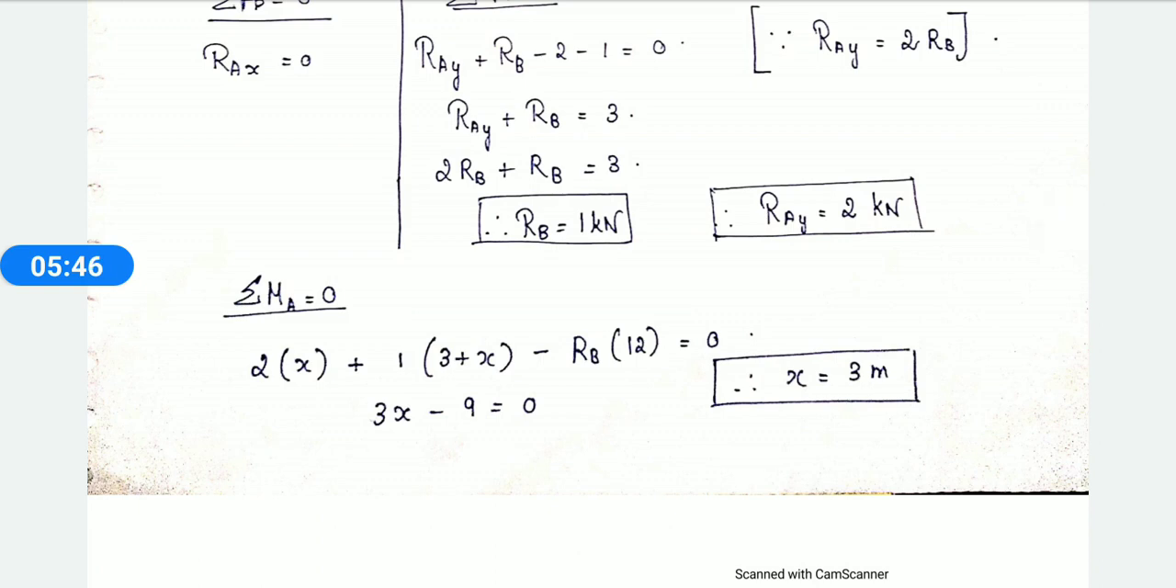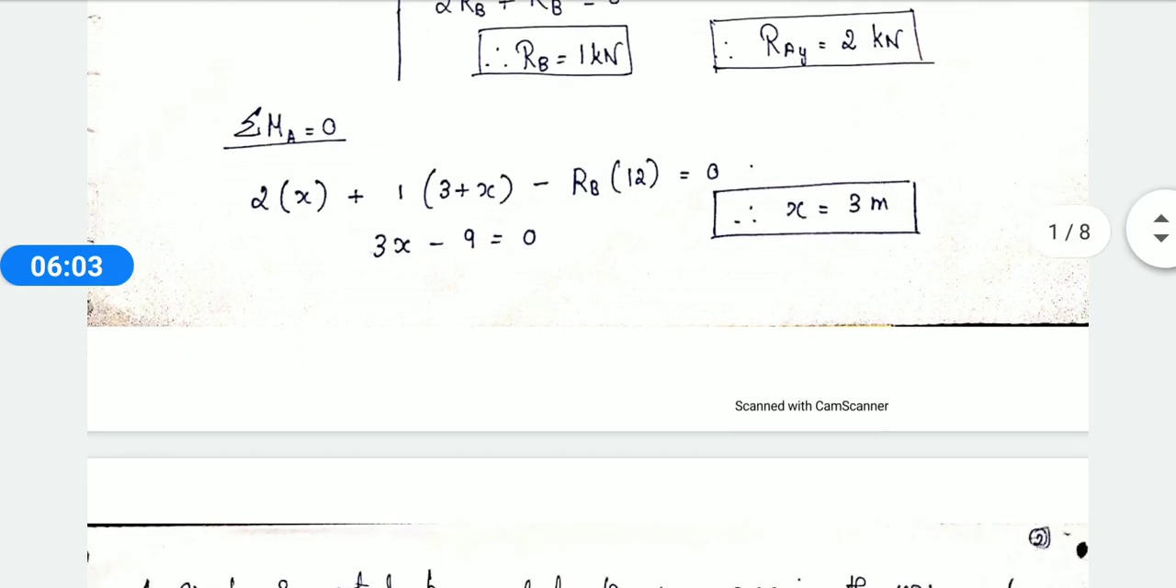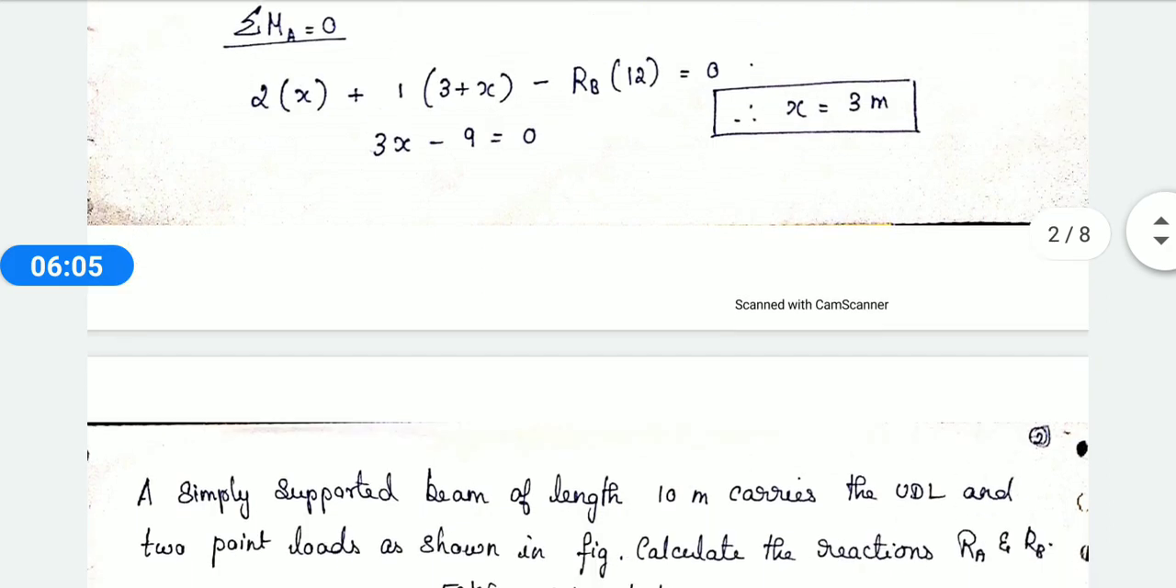This is one type of question. In these basic problems of beams, they will ask you only to calculate the reactions, or to calculate the force, or to calculate only the distance. Only the basics of the problems will come. So do kindly study the basics of these problems very well.